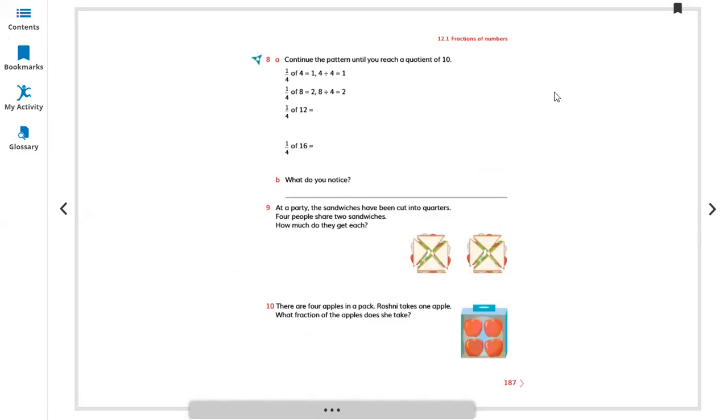1 by 4. Continue the pattern until you reach a quotient of 10. So let's start: 1 by 4 of 4. That's coming 1, 4 divided by 4. That's 1. 1 by 4 of 8. It's 2, 8 divided by 4. That's 2. Same like this, continue.